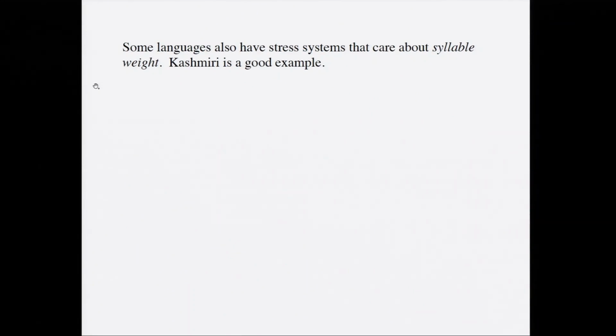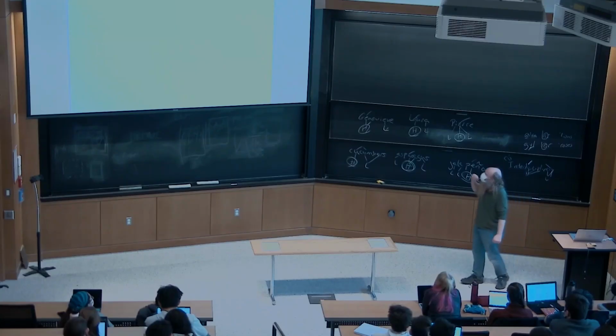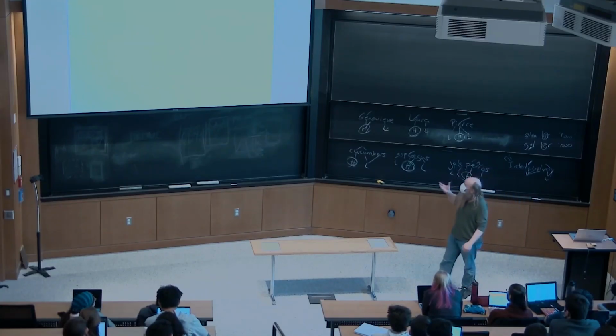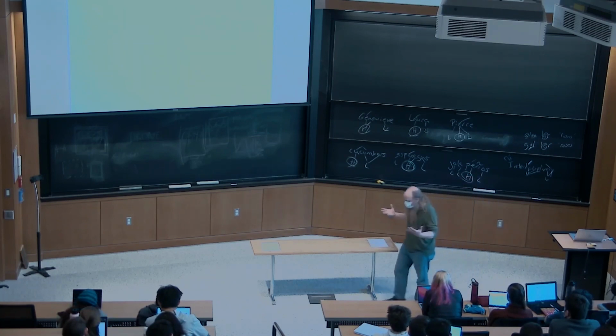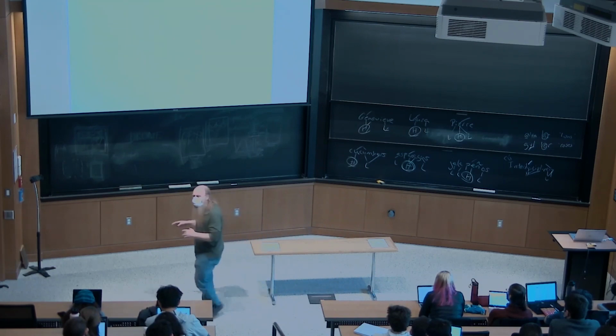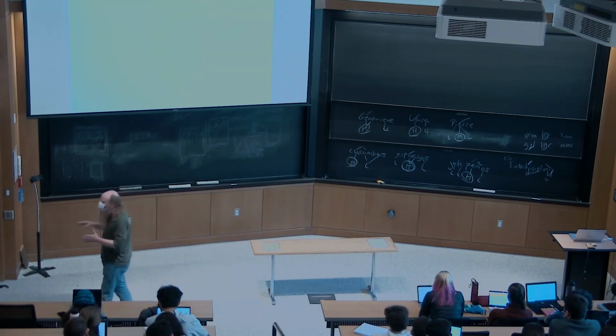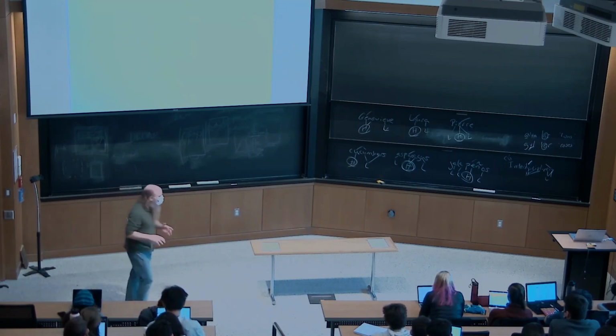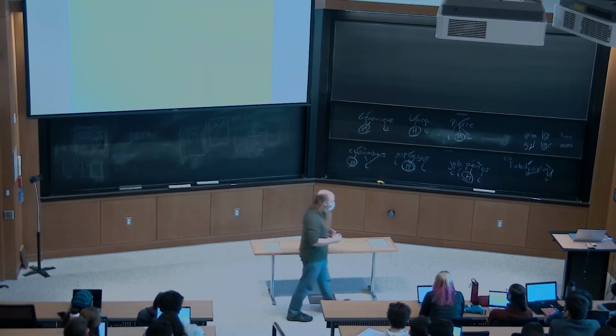Okay. We will do a little bit of Kashmiri, and then we'll stop, I think, for today. This actually came up when we were talking about cucumbers. There are languages that have stress systems that care about what's called syllable weight. That is, they care about whether vowels are long or short, and also about how many consonants there are after vowels. And Kashmiri is a classic example of this.